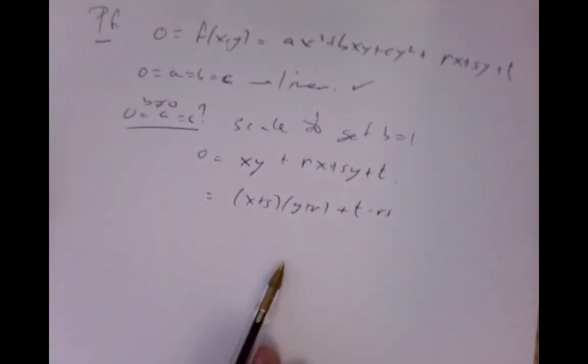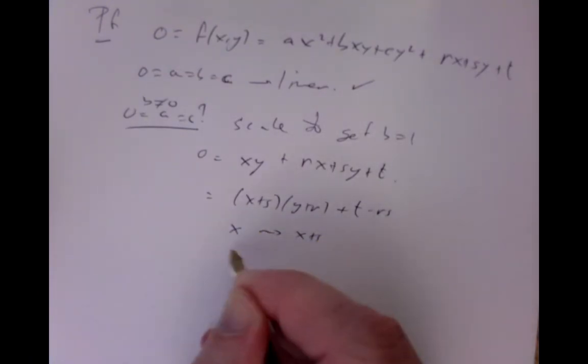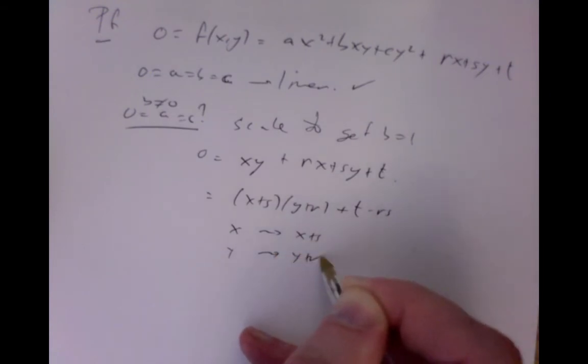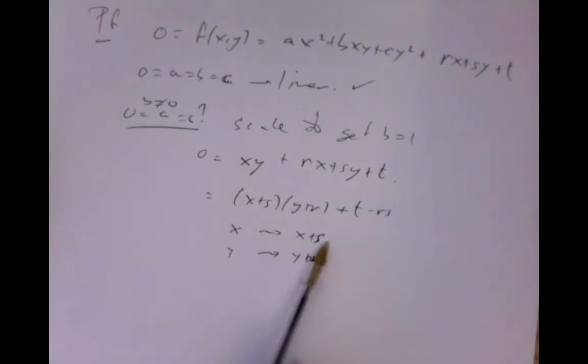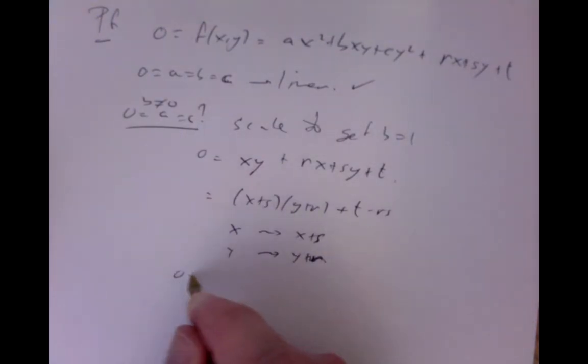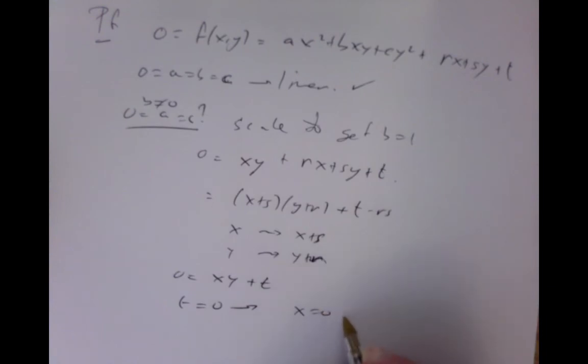And then we can biregularly change the x variable to x plus s and the y variable to y plus r. We can carry out biregular changes because we're allowed to take any polynomial replacements. We can invert with polynomials. And so we can make this 0 equals xy plus a constant, which we just call t. And if t is 0, then that gives us x equals 0 or y equals 0, a pair of lines.